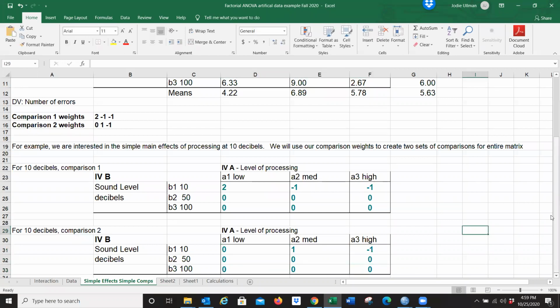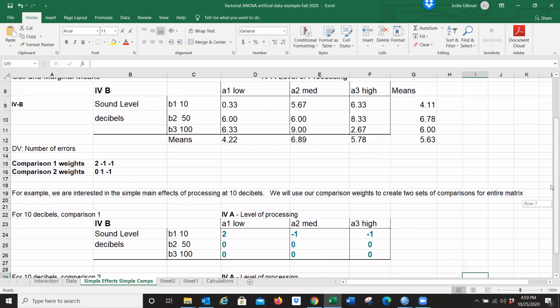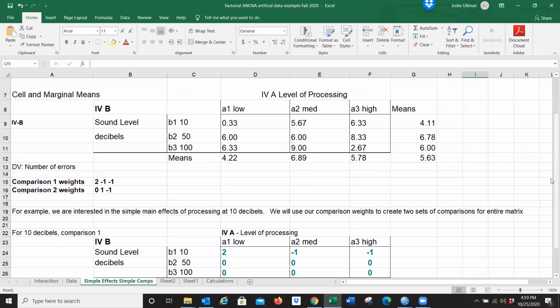So these are weights, and we use them for weighting the means in comparisons. And since we used our orthogonal set together, they will sum to the sum of squares for the simple main effect. And remember, you can do as many orthogonal comparisons as you have degrees of freedom for the IV. So here we had 3 levels, so we had 2 degrees of freedom. So 2 orthogonal comparisons.